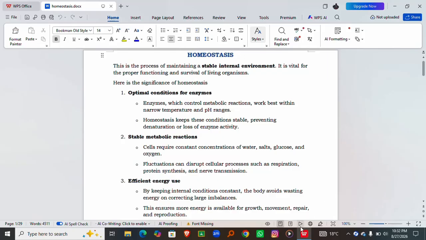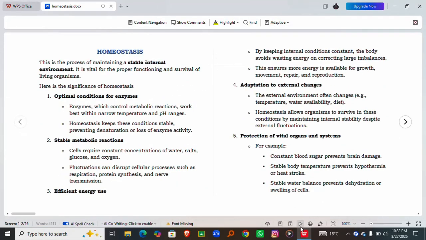And basically, we shall be looking at what homeostasis is. Homeostasis is simply the process by which living organisms maintain a stable internal environment. When you look at living organisms, they have cells. They are made up of cells that require optimum conditions for them to function very well.